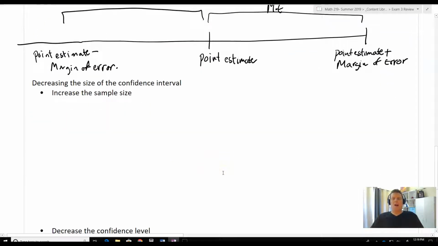Now, a big question that we have is how do we decrease the size of the confidence interval? Well, you are not going to need to know how to actually find a confidence interval for this test, but what you are going to need to be able to do is tell me, well, how do I decrease the size of a confidence interval? That is, how do we increase what's called precision, right? That is that we get a better and better and better estimate. So to decrease the size of the confidence interval, we need to decrease the size of the margin of error.